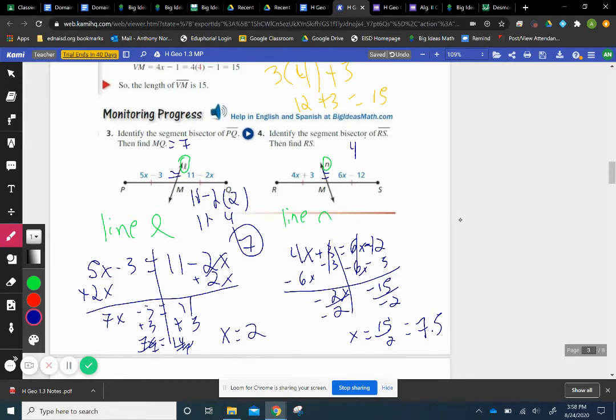So 4 times 15 over 2 plus 3. Cancel this out, cancel that. This is a 2, so 2 times 15 is 30, plus 3 is 33. So if this side is 33, what's that side? Yeah, they're equal, so it's 33. So what is RS? RS equals 66.